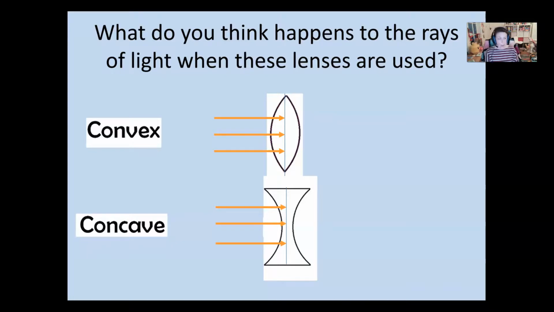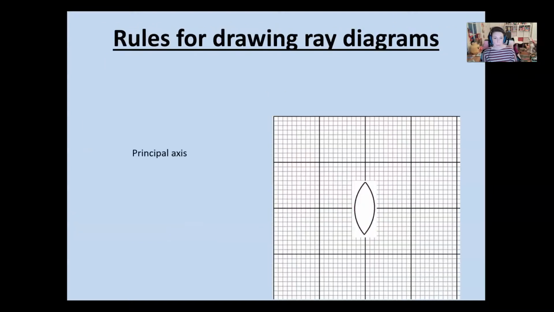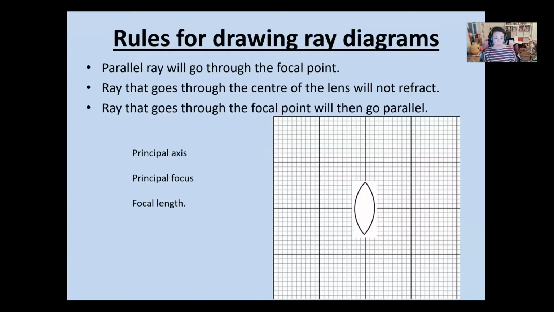So lenses refract light, so they bend light, okay? So if you have a lens, it follows these rules. So these are the 3 rules it will follow. A parallel ray will go through the focal point. A ray that goes through the centre of a lens will not refract, and a ray that goes through the focal point will then go parallel.